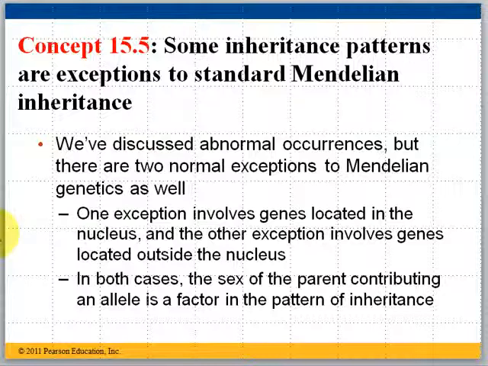Did you forget about those? Remember, there are DNA strands in other parts of the cell, inside the mitochondria and the chloroplast. So in both cases, the sex of the parent contributing an allele is a factor in the pattern of inheritance. So we're going to look at two inheritance patterns that don't follow the usual rules. One of these involves genes in the nucleus. One of them involves genes located outside of the nucleus.